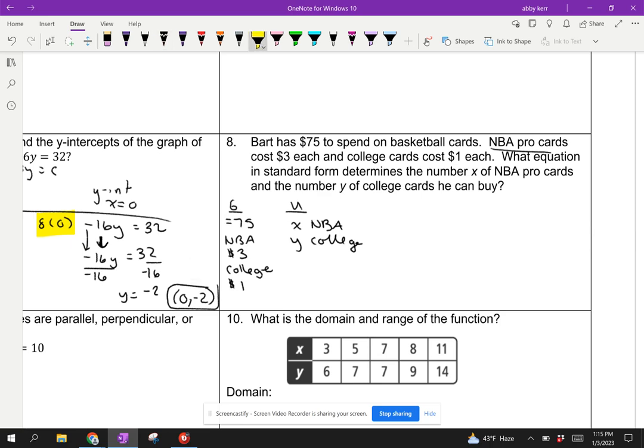So all we have to do now is match it up. Since NBA is talking about the $3, just write 3x. And then since our y is talking about the college cards, you can do plus 1y. And then we know the total he has to spend is $75.